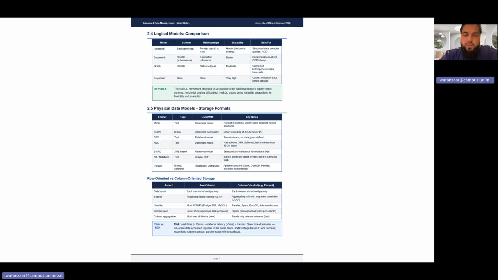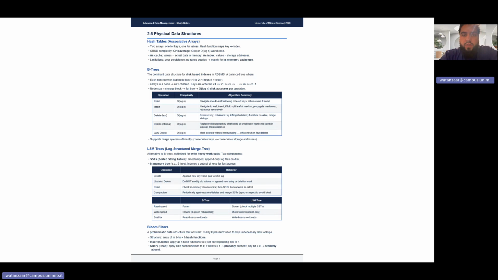Now we are moving towards the concept of physical data storage, the actual structures of physical data. We started with the conceptual, then we discussed the logical, and after the logical we studied the physical data structure, but before that we studied its formats and storage systems, row-oriented and column-oriented.